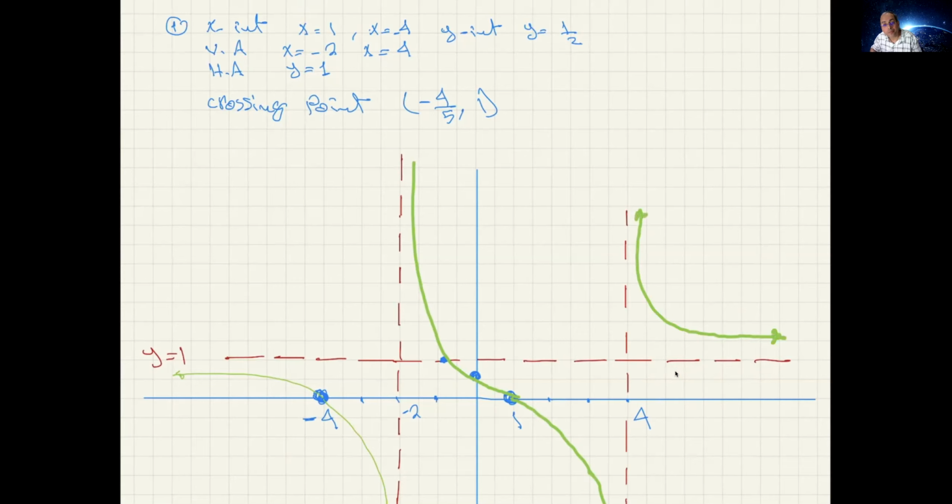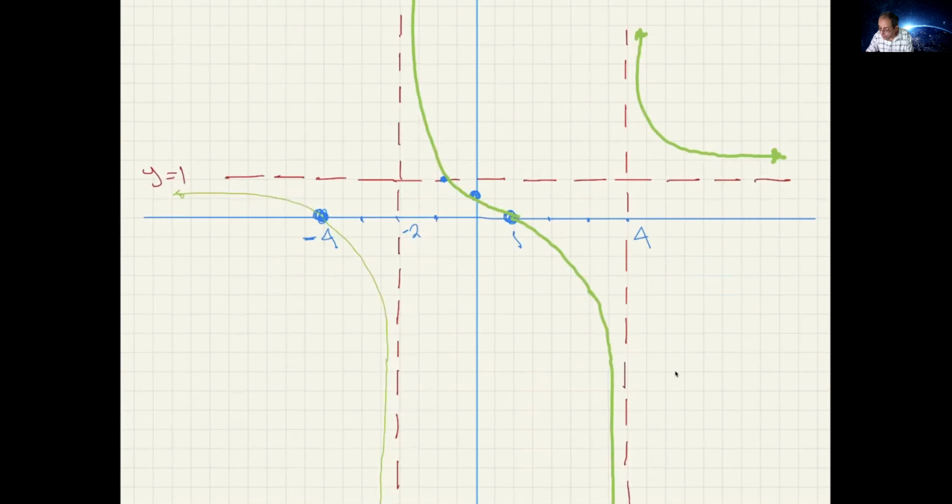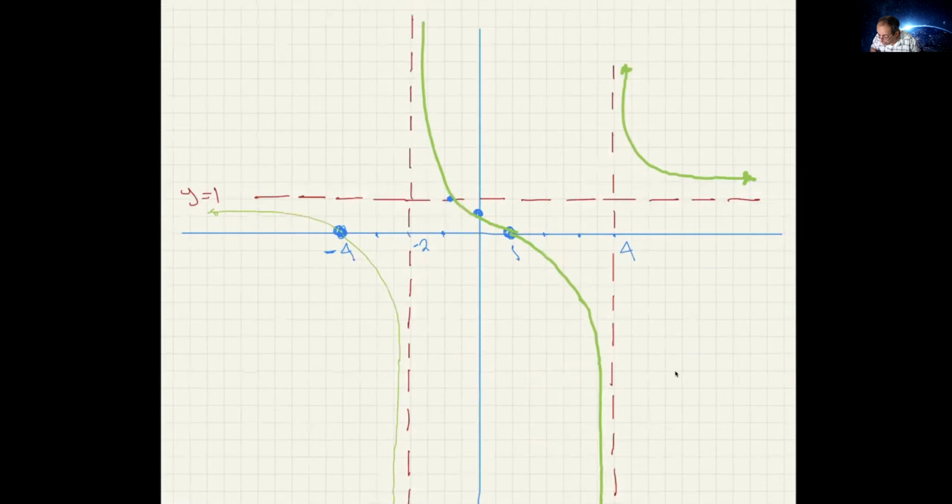Okay? So this is how I graph the horizontal asymptote, vertical asymptotes, the test, X-intercept, Y-intercept, and the whole function. I hope that helps you here with this one. I'm going to give a last example, and we'll stop for today.